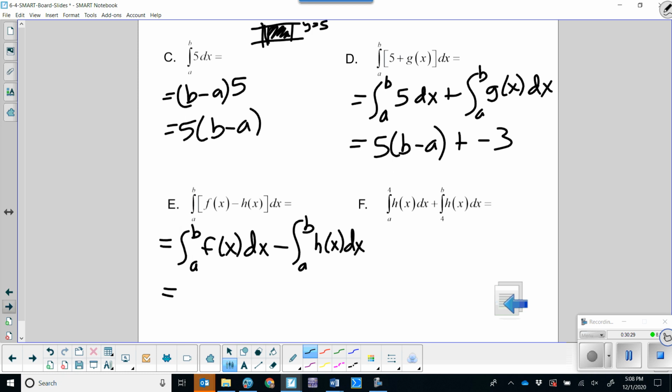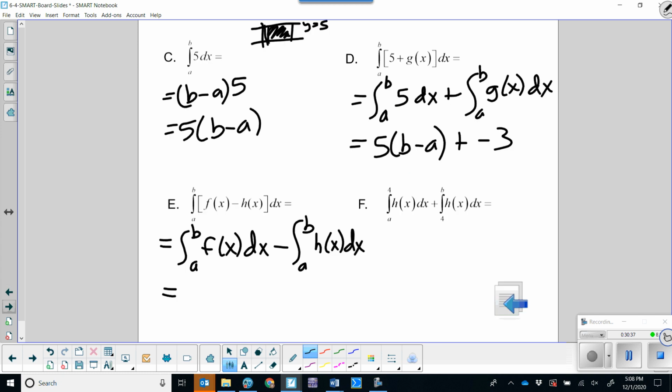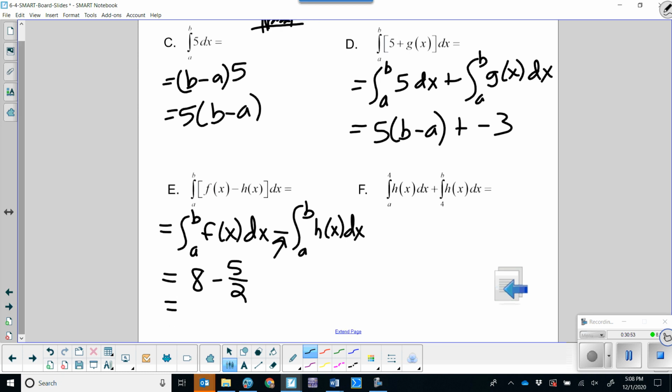Okay, so we have answers: the integral of f of x dx is 8, and the integral of h of x, going from a to b, is 5/2. So this will be 8 plus 5/2. Remember, you can leave that, but if you know your... it's minus, I didn't pay attention there. So it's 8 minus 5/2. If you're not good at fractions, I would be reducing these as practice. 16/2 minus 5/2 is 11/2.